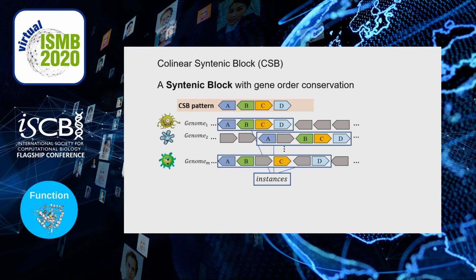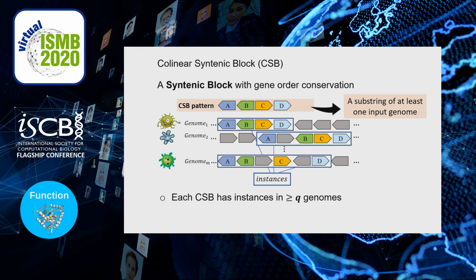A CSB is characterized as a pattern and its instances. The pattern is a sequence of genes that abides by the following requirements. First, it must appear as a substring in one or more of the input genomes. And second, it is required to have instances in at least Q genomes, where each instance may differ from the pattern by up to K gene insertions. In this figure, the gene insertions are marked in red. They represent intruding genes that are not part of the pattern.